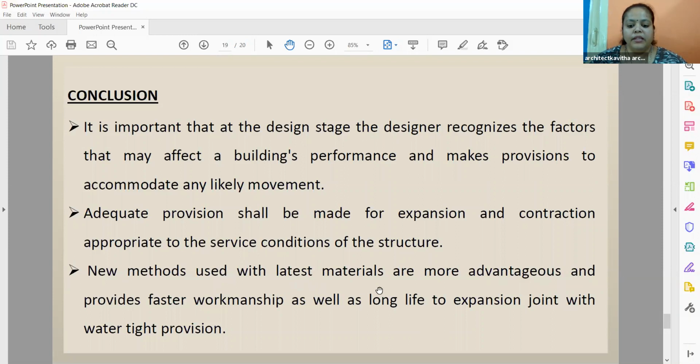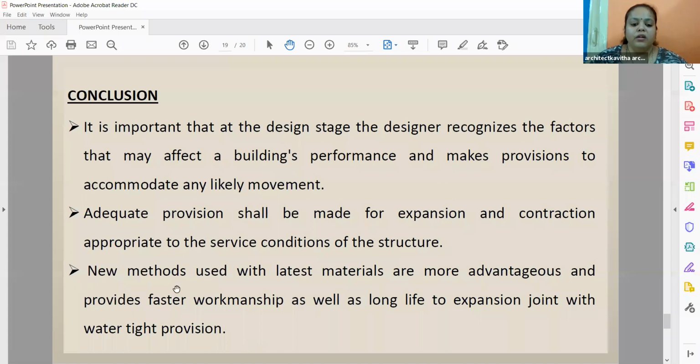The latest materials are more advantageous and provide faster workmanship as well as long life to the expansion joint with watertight provision. So there are a lot of new materials in the market, and they are readily available. So it will reduce the workmanship. They don't have to take extra care in constructing it, and it will be long lasting.